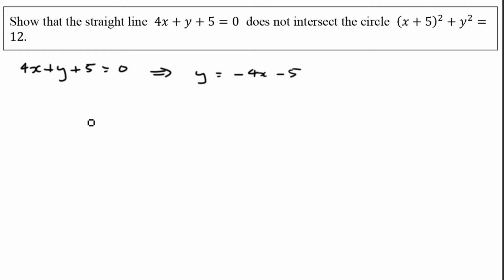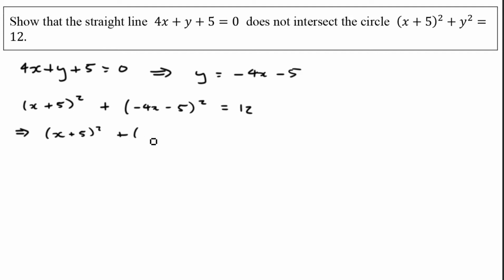Now let's try substituting that into the equation of the circle. We will have (x plus 5) squared plus (negative 4x subtract 5) squared is equal to 12. Before we go ahead and try and solve this, we'll use the same observation we used in the last example, that if we square positive 4x plus 5, we will get the same answer as if we square negative 4x subtract 5. So let's expand the brackets.